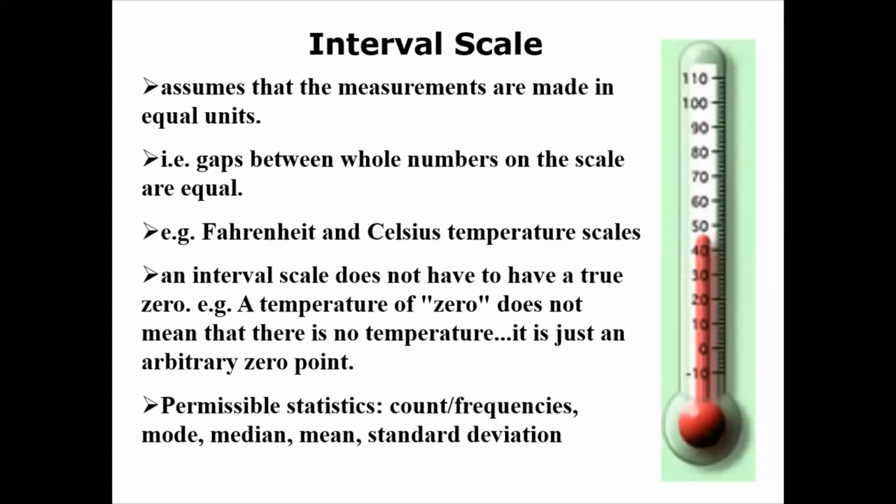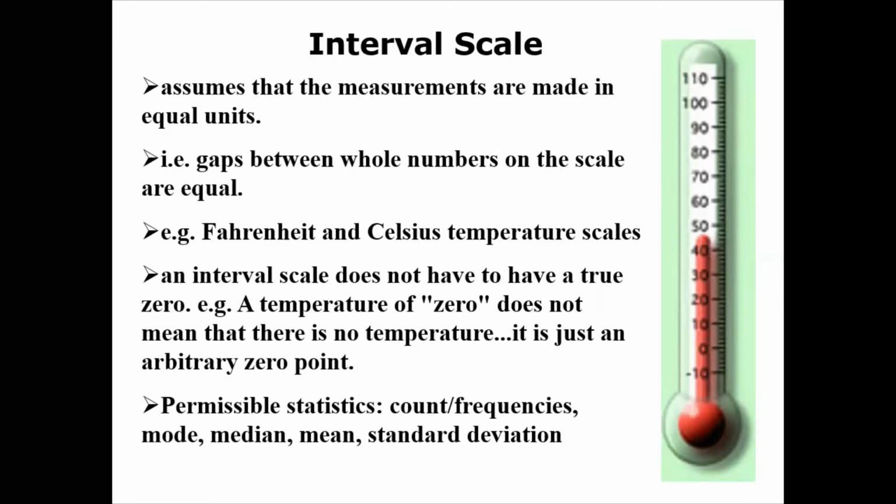So as I said, in ordinal scale, the first rank does not mean the first rank candidate is 10 times better than the 10th rank candidate, because there is no equal difference in the scores obtained by the candidate. So there may be a small difference. There is no equal difference. But in interval scale, it assumes that measurements are made in equal units. The gap between the whole numbers on the scale are equal.